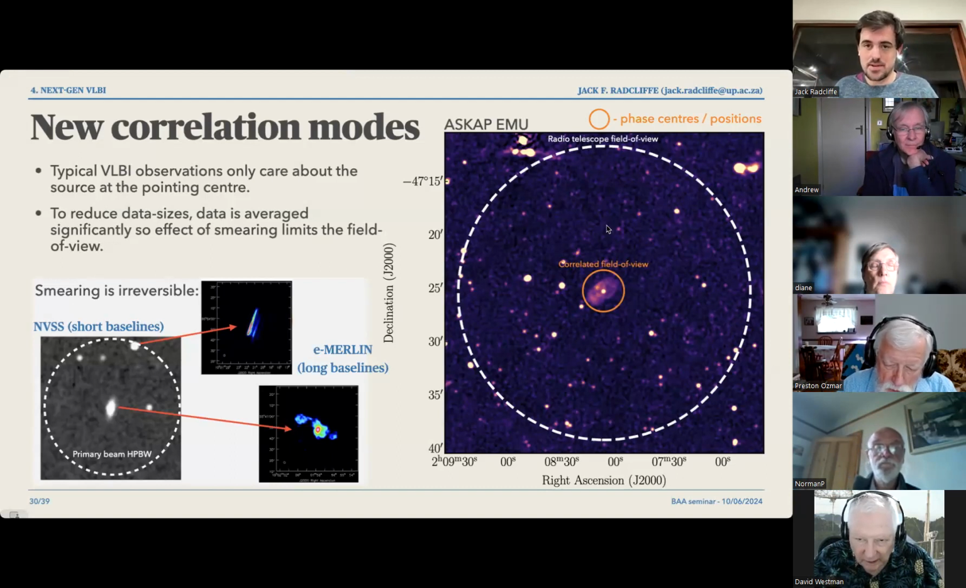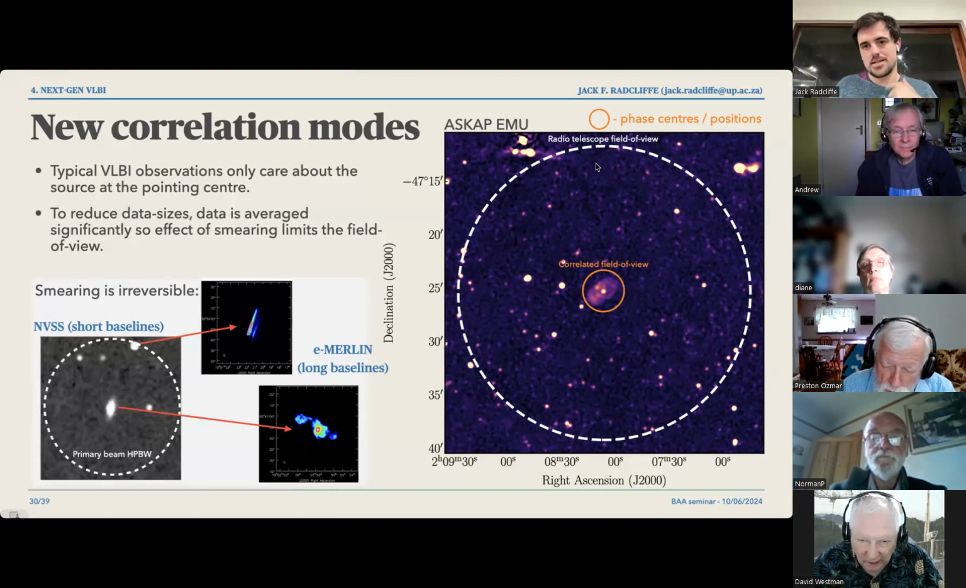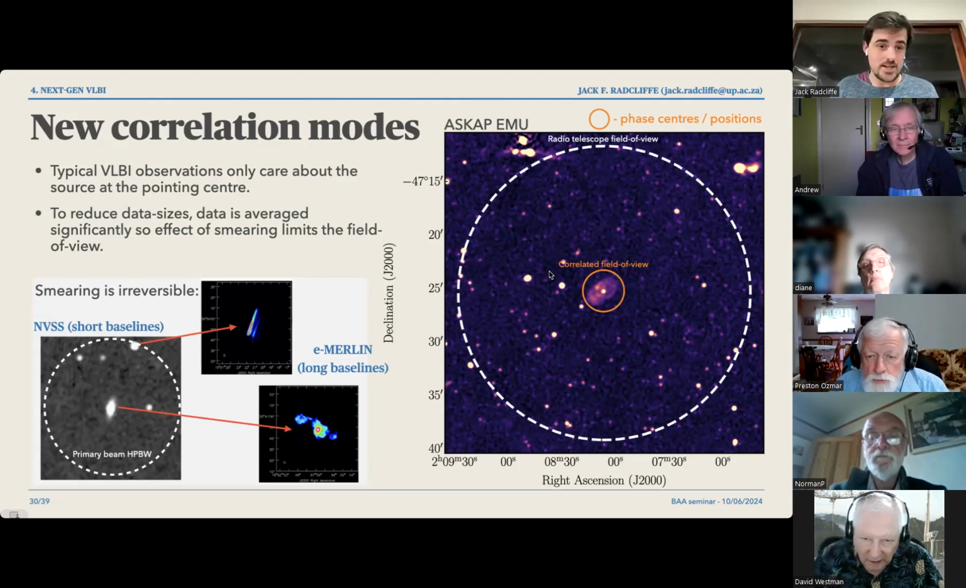So this is an example on the right-hand side. This is an image using the ASKAP telescope, the one with the phased array feeds on the dishes. The white is the radio telescope field of view if I was doing a VLBI survey. But when I correlate the data and average it down, I only get this field of view in the center. So all the information on all these other objects is essentially gone. It's irreversible. You can't go back into the archive and say, I want to look at this source, because you'll image it and it will either be this or it will disappear.